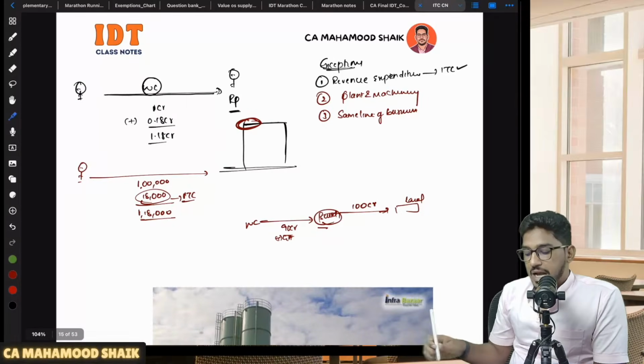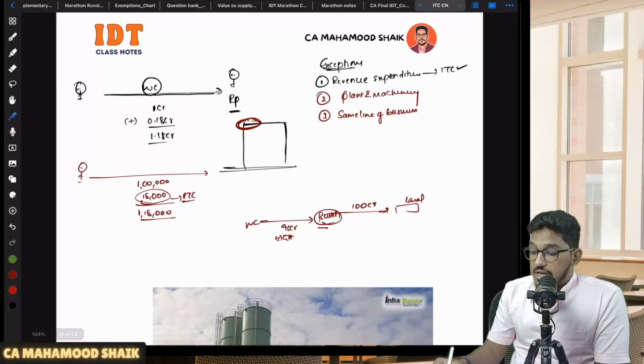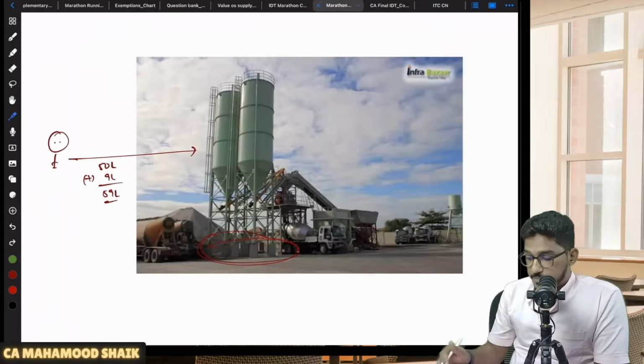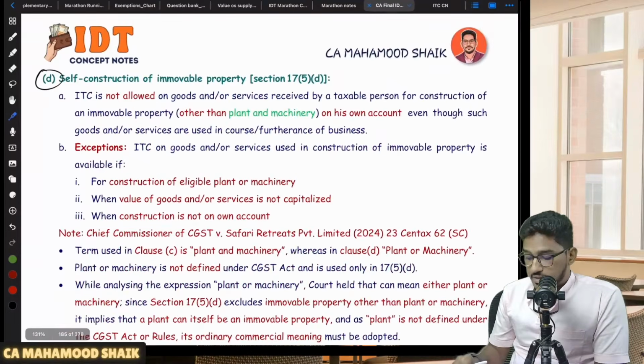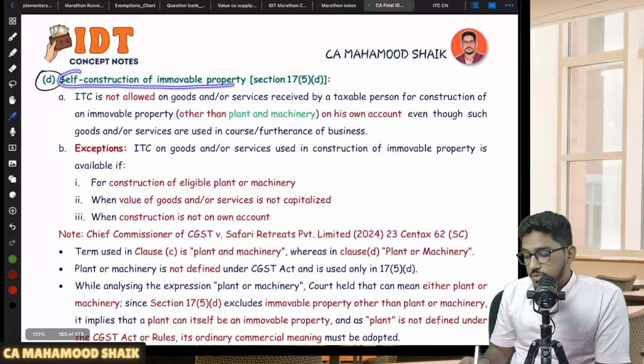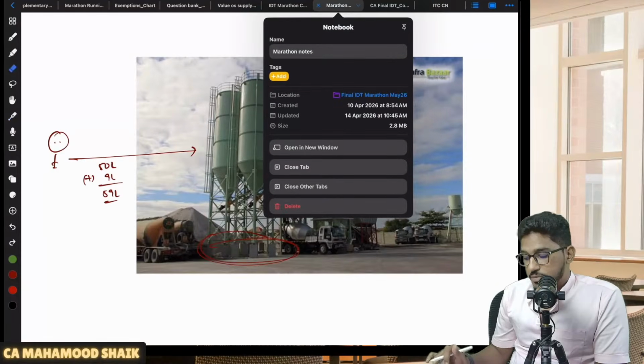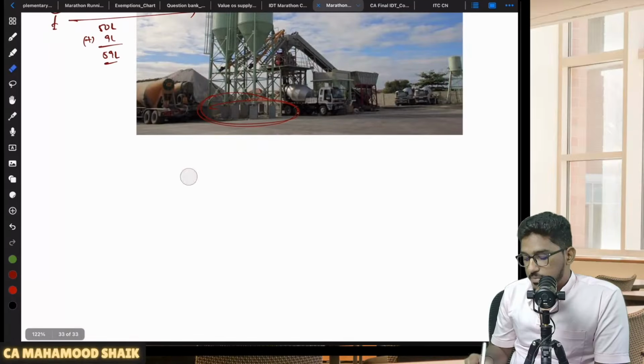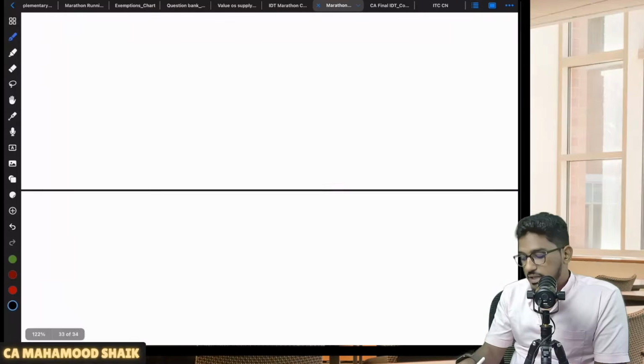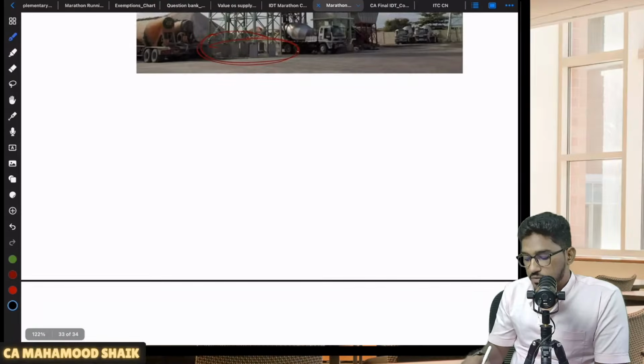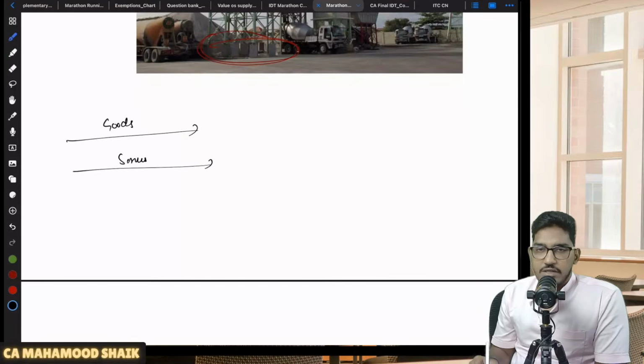And one more thing. Sir, let us say I am not receiving works contract service. I am doing self-construction of immobile property. Sir, what do you mean by self-construction of immobile property? Self-construction of immobile property means I will buy the goods separately. I want to construct an immobile property. For constructing that immobile property, whatever goods I want, I will purchase separately. Whatever services I want, I will receive separately.